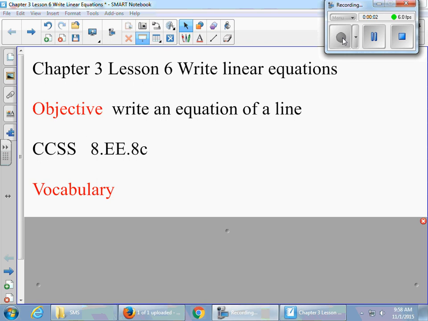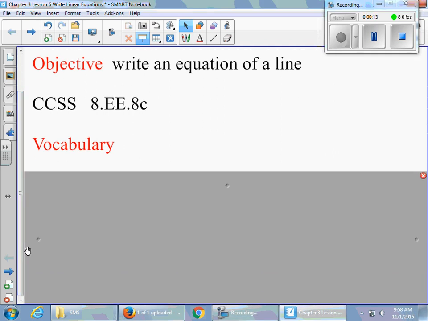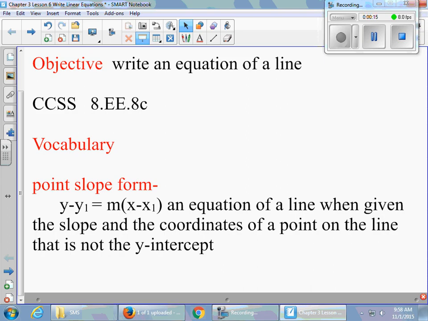Welcome to Chapter 3, Lesson 6, Write Linear Equations. Our learning target objective for this lesson: write an equation of a line. And we have one vocab word for this lesson, point slope form.